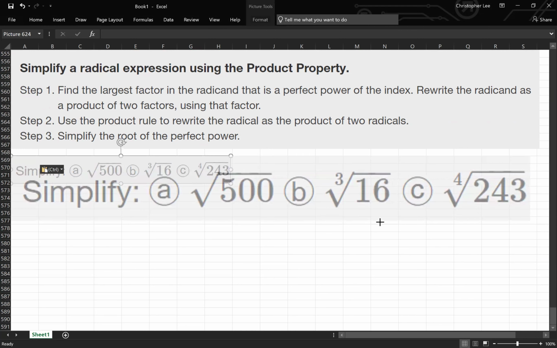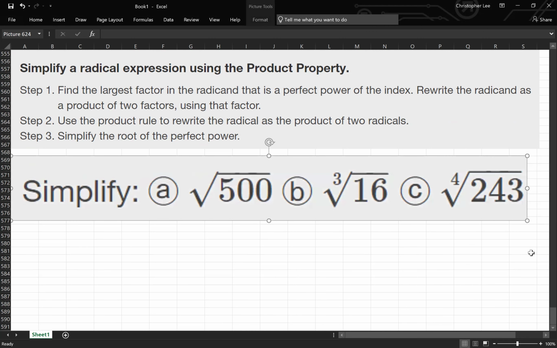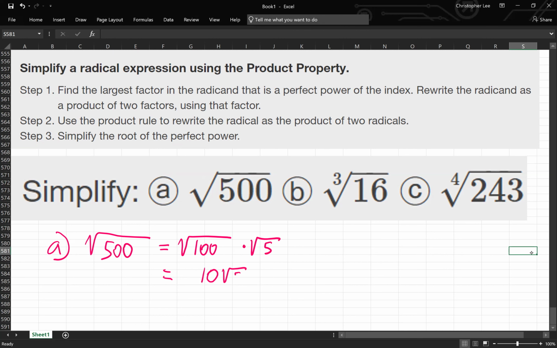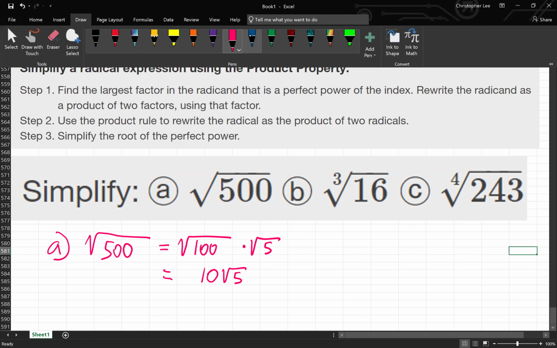Let's say, for example, I want to do the square root of 500. So A is square root 500. Now I know that there's a perfect square that goes into 500. That's going to be what? Square root 100 times the square root of 5. And the square root of 100 is what? That's 10. And then we're left with the square root of 5. That's one way you could do it if you know the perfect square that goes into it.